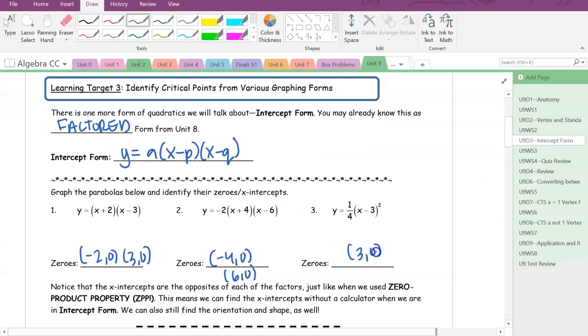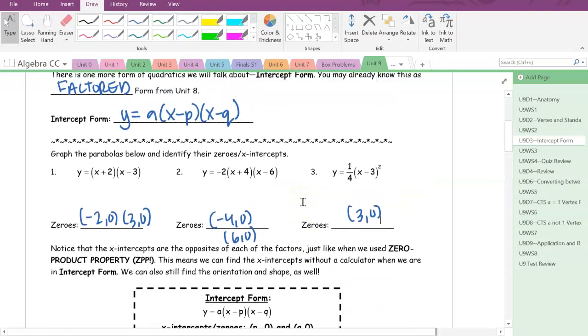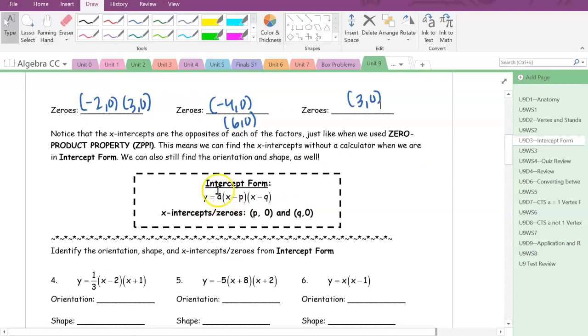Notice how the x-intercepts are the opposites of each of the factors, just like when we did zero product property, or ZPP, back in Unit 8. This means we can find the x-intercepts or zeros without a calculator when we are in intercept form. You can also still find the orientation and shape by looking at that a value. So here's intercept form again. That a value is in charge of your shape and orientation, and (p, 0) and (q, 0) are your x-intercepts or zeros.